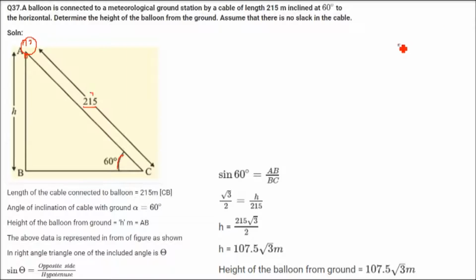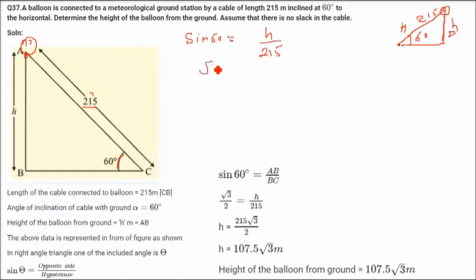Let me tell you again. There is a point. This is a balloon. This is 60 degree. This is the height above the ground. So we have to find this one, h. Assume that there is no slack. So we have this 215 and this is the hypotenuse and this is the perpendicular. So we'll use the sine of 60. The sine of 60 will be equal to perpendicular upon hypotenuse, that is h by hypotenuse, which is 215.